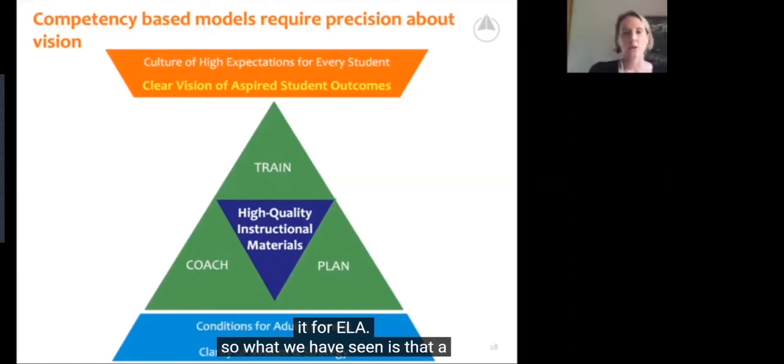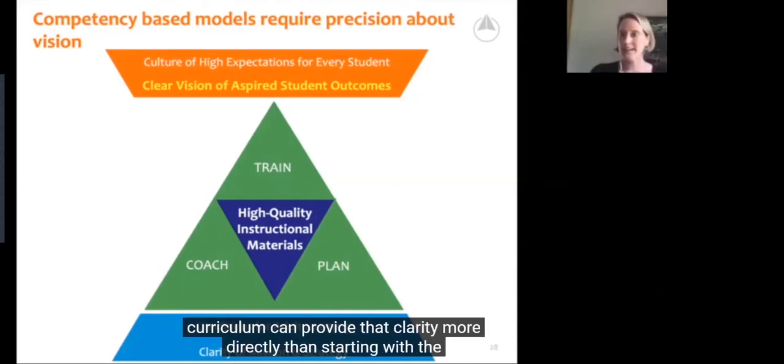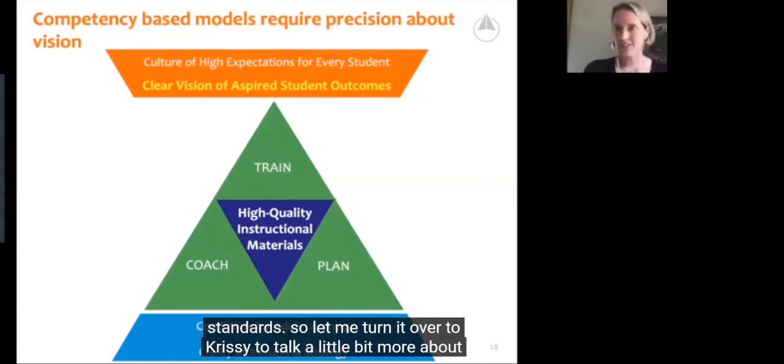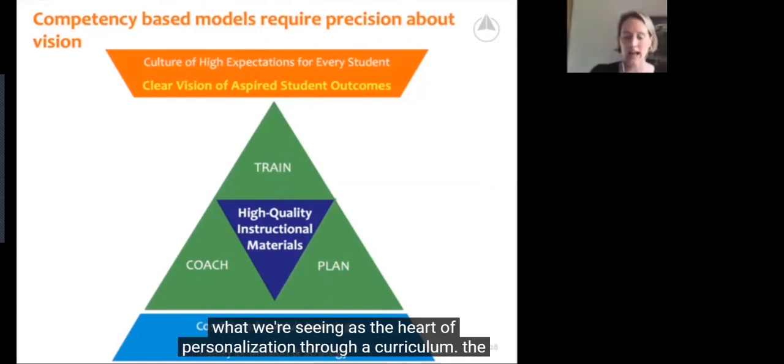And so what we have seen is that a curriculum can provide that clarity more directly than starting with the standards. So let me turn it over to Chrissy to talk a little bit more about what we're seeing as the heart of personalization through a curriculum.